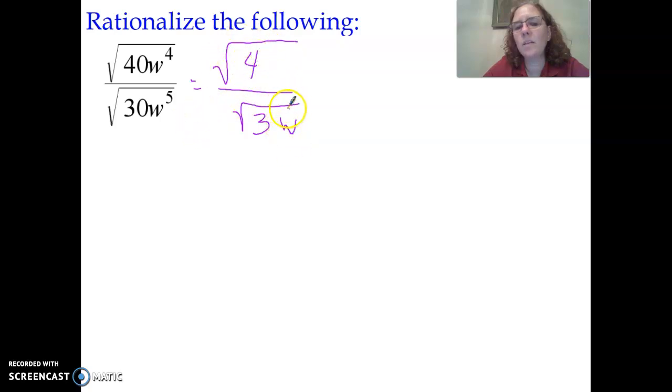Now let's simplify each square root separately. So square root of 4, we've already done that one a couple times. Square root of 4 is 2. 3 and W don't simplify. There we go.